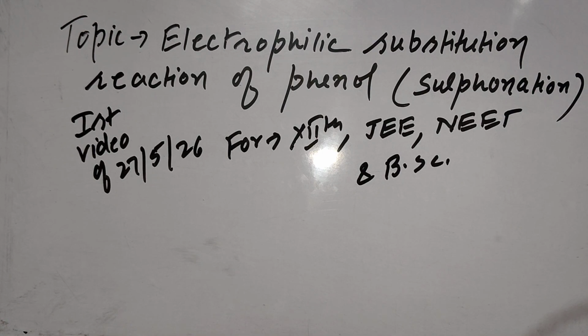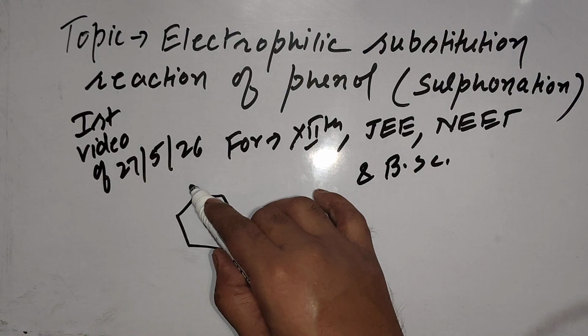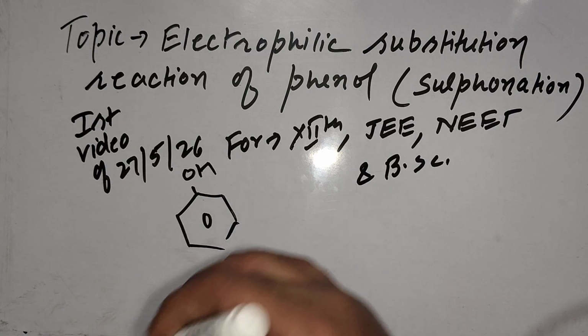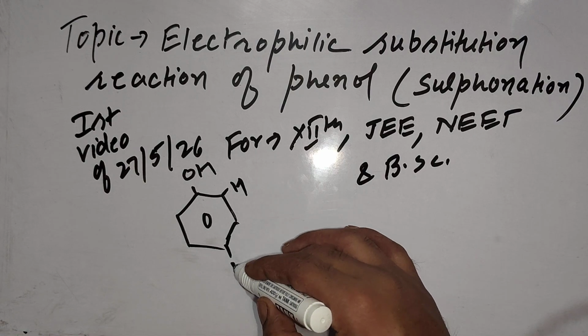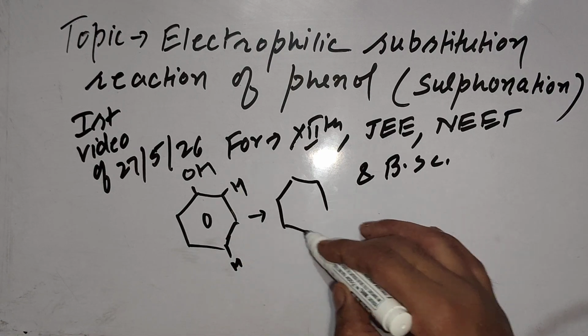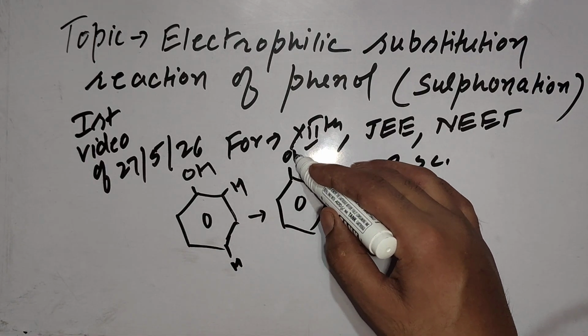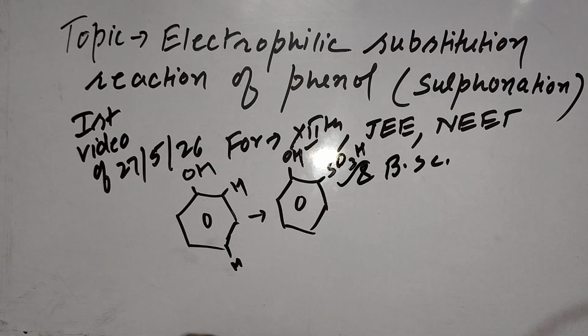Hello everyone. The next electrophilic substitution reaction of phenol is sulphonation. What is the meaning of sulphonation? You know, electrophilic substitution reaction of phenol will happen either on ortho and para position. So if hydrogen from ortho or para position is replaced by SO3H group, this we call sulphonic group, this process is known as sulphonation.